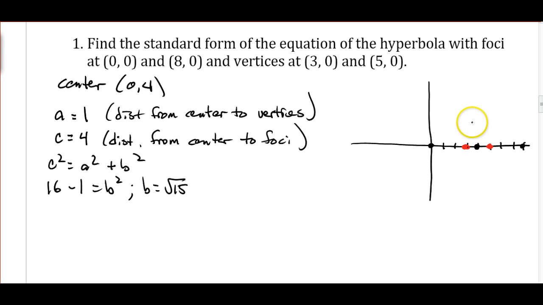And so since b is the square root of 15, that's about 3.9. So if I go up 1, 2, 3, 4, about 4, just a smidge below. And then we'll go down 1, 2, 3, 4, just a smidge below there. So now I've got my vertices. That's my a distance. So from vertex to vertex is 2a, and then from focus to focus, that's 2c. And what I want to do is draw in a rectangle here.